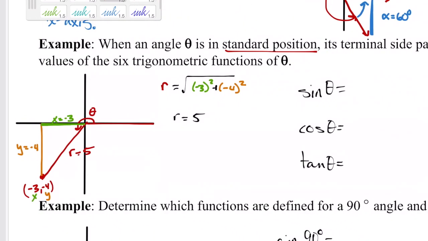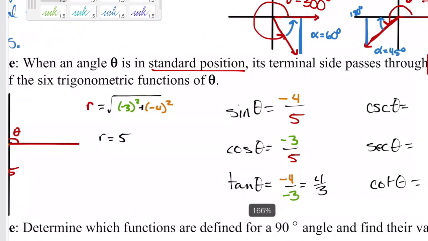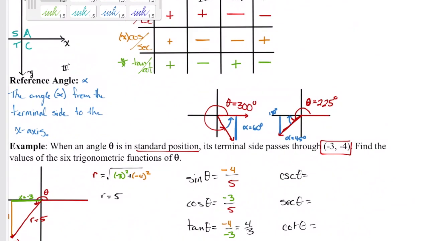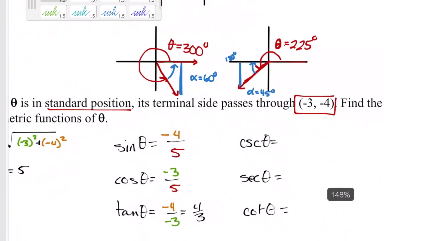And now that I have my x, y, and r, I can figure out my sine, cosine, tangent. So sine, remember, is y over our r value, so -4 over that 5. Cosine is x over r, so -3 over 5. Tangent is y over x, so we're looking at -4 over -3. And because it's a negative over a negative, this is going to end up being +4 over 3. Because we're in the third quadrant, that does match. So my sine is negative, my cosine is negative, and my tangent is positive.